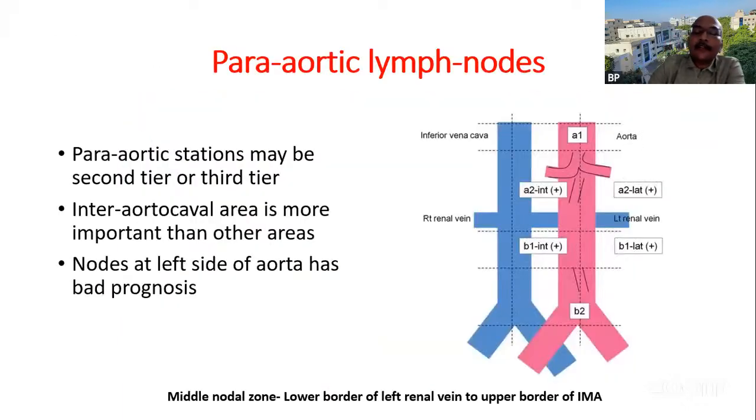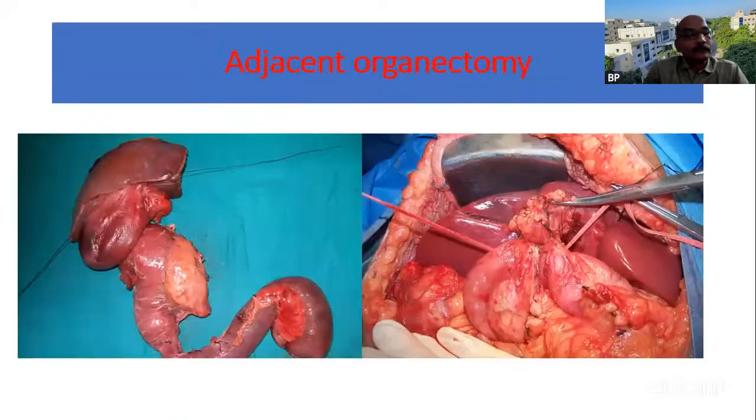So even in the paraaortic area, there are multiple nodal stations, and what we know today is that in the last decade we started venturing more into the paraaortic area. We do not berry pick the paraaortic area. There are specific areas even to biopsy. So we are becoming more knowledgeable about this area and its relation to carcinoma gallbladder.